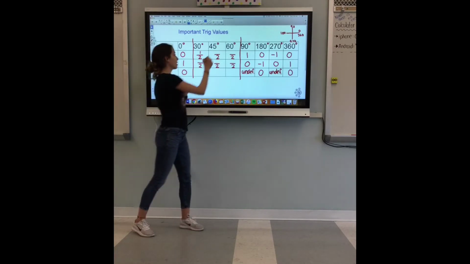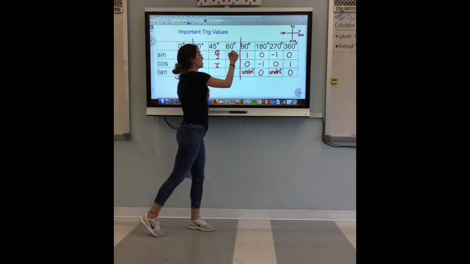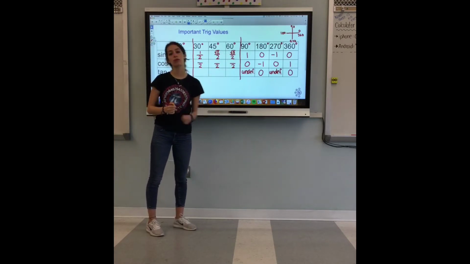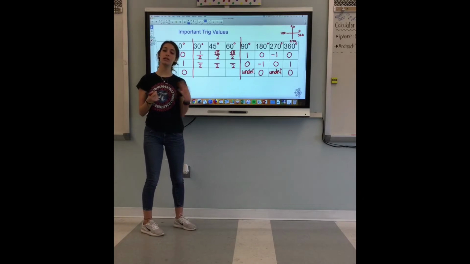For sine of 45, it's radical 2 over 2. For sine of 60, it's radical 3 over 2. So this is where that 1, 2, 3 pattern comes in. Now cosine has the same pattern, but in the opposite way.